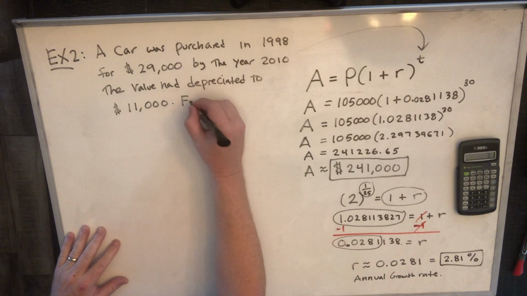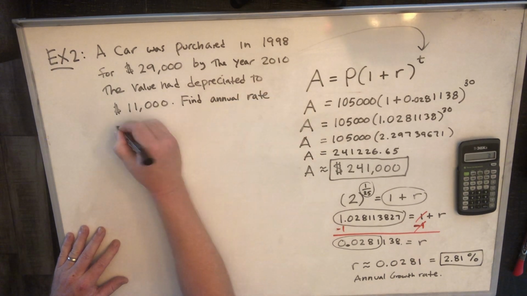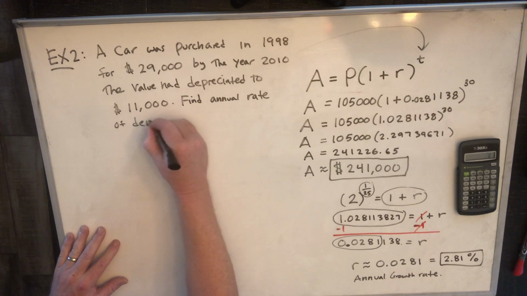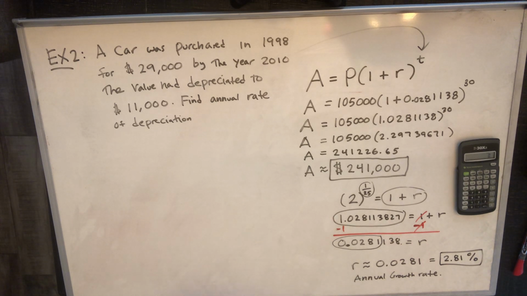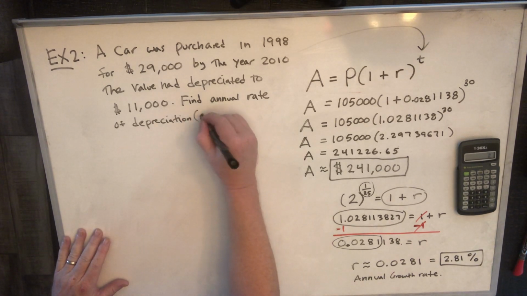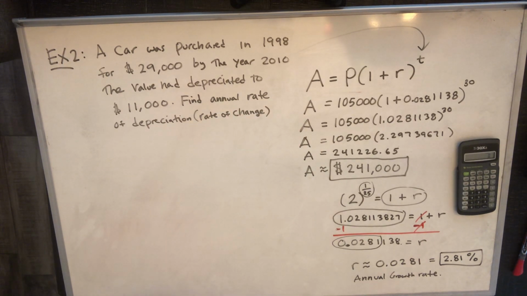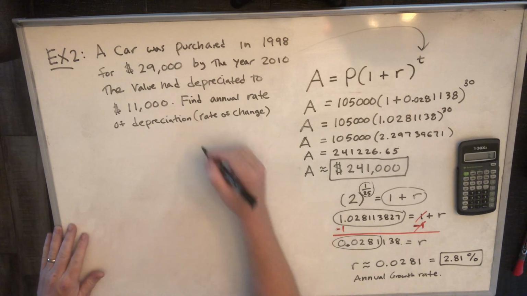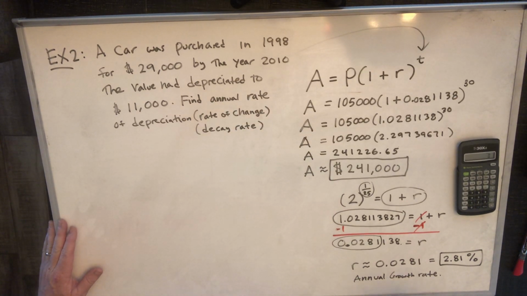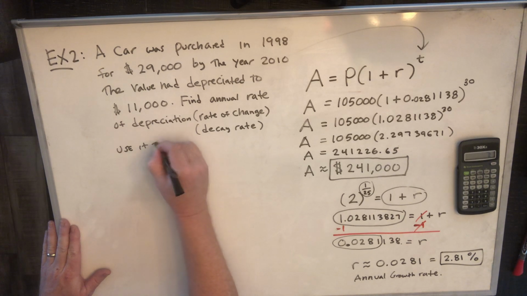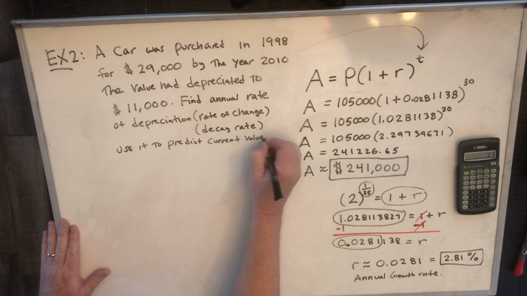Same question. Find the annual rate of depreciation, also known as the decay rate, or the rate of change. And use it to predict the current value of the car.